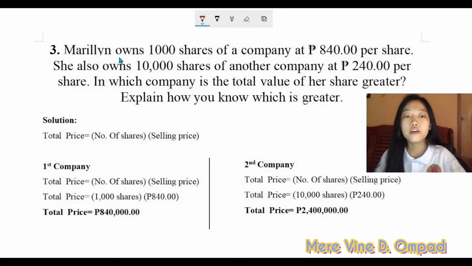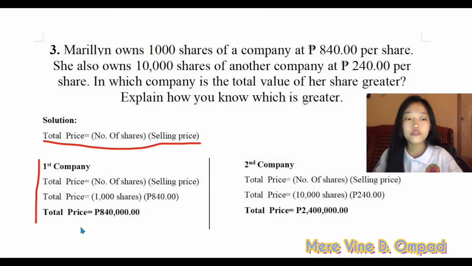Number 3. Marilyn owns 1,000 shares of a company at 840 pesos per share. She also owns 10,000 shares of another company at 240 pesos per share. In which company is the total value of her share greater? And explain how you know which is greater. So, I use the solution. Total price is equal to number of shares multiplied by its selling price.